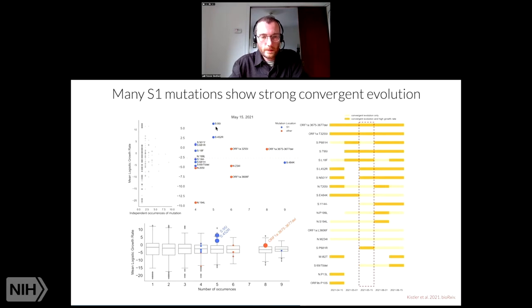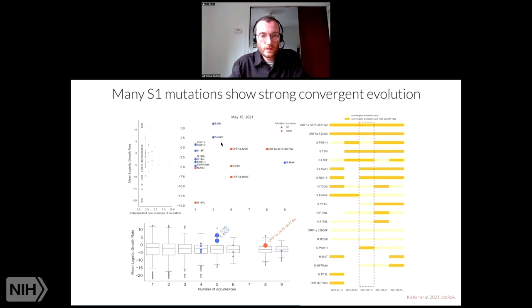These include 9 occurrences of 484K, 8 occurrences of this strange 3 base pair, 3 amino acid deletion in ORF1A, a couple other non-spike genes, but then 452R, which is in Delta, seen 5 different times, 95I, also in Delta, seen 5 different times, 501Y, seen 4 different times, etc. So just seeing these mutations again and again is indicative of convergent evolution and is consistent with adaptive evolution.